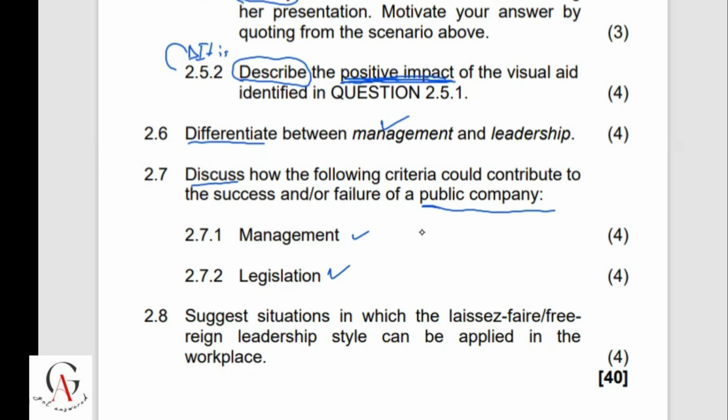Okay, right. So now let's check under the success of legislation. The fact that it is 4 marks means that you are going to take 1 point for the success as well as 1 point for the failure. Let's check the success side. Procedures to form a public company have been simplified by the new Companies Act 71 of 2008. We are saying that procedures to form a public company have been simplified by the new Companies Act 71 of 2008. But now let's check the side of failures.